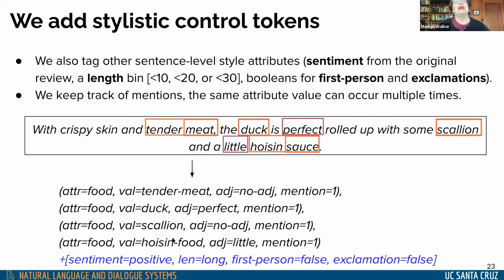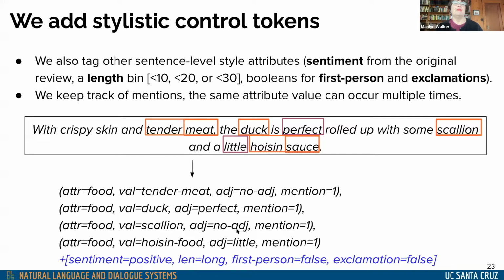And then we also add stylistic control tokens, and these are pretty simple and straightforward in these experiments. We tag these other sentence-level style attributes. So we copy down the sentiment from the original review. We calculate a length bin, how long the sentence is. We introduce Boolean markups for whether the sentence has a first person pronoun in it, whether it ends with an exclamation. And we keep track of mentions because the same attribute can occur multiple times.